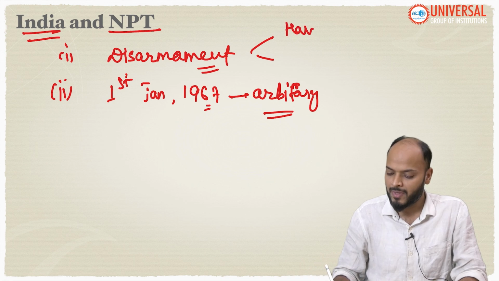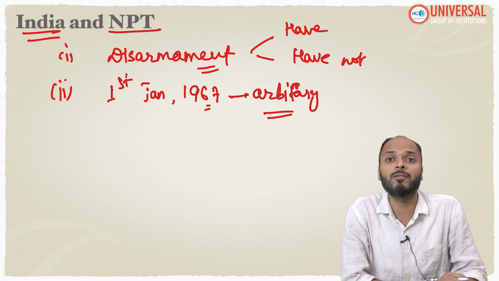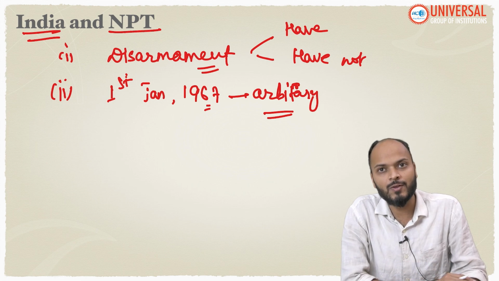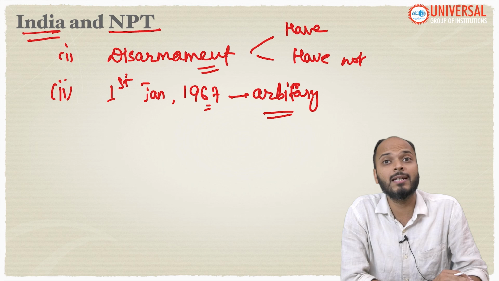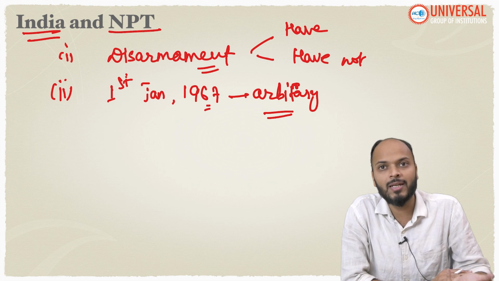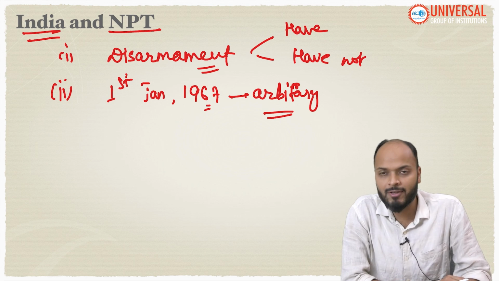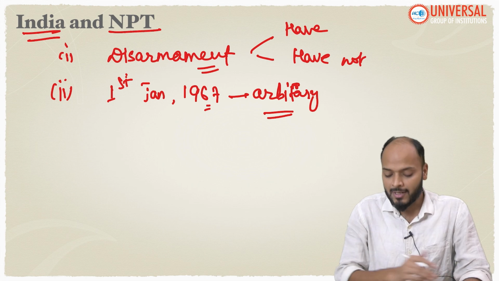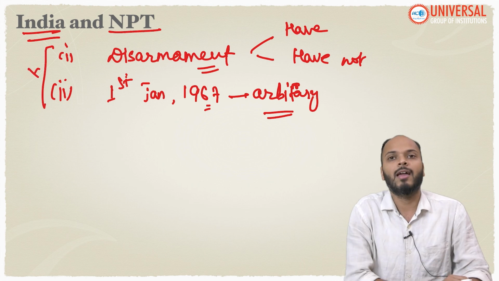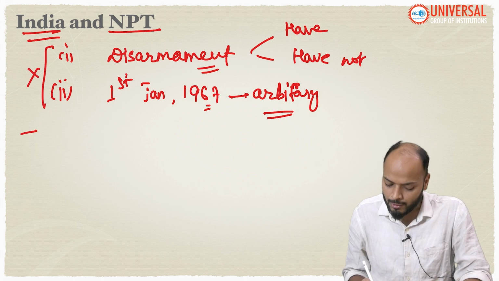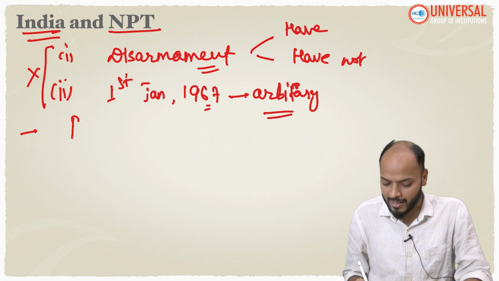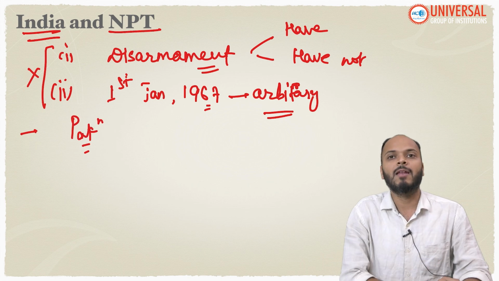One is have and another is have not. So have and have not meaning that one group, those P5 countries, can have nuclear weapons, and no other country will be allowed to have nuclear weapons. So given these reasons, India decided not to sign NPT. As you all know, because India did not sign, Pakistan also did not sign NPT.